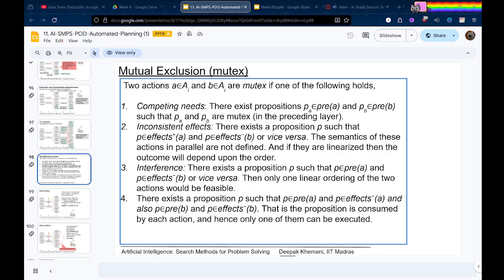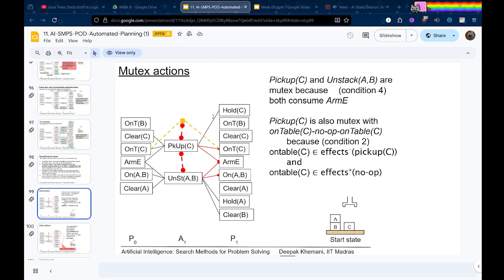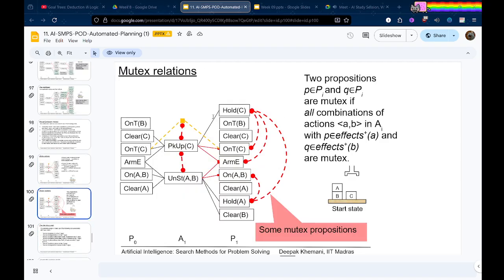We will learn that in the next 2-3 slides. Okay, so here, the next mutex relations. Two propositions P and Q are mutex if all combinations of actions A and B in Ai with P being a positive effect and Q being a positive effect are mutex. So it is like a cycle. If any two propositions that are preconditions of any two actions are mutex, then these two actions are mutex, in the same way, in the previous layer.